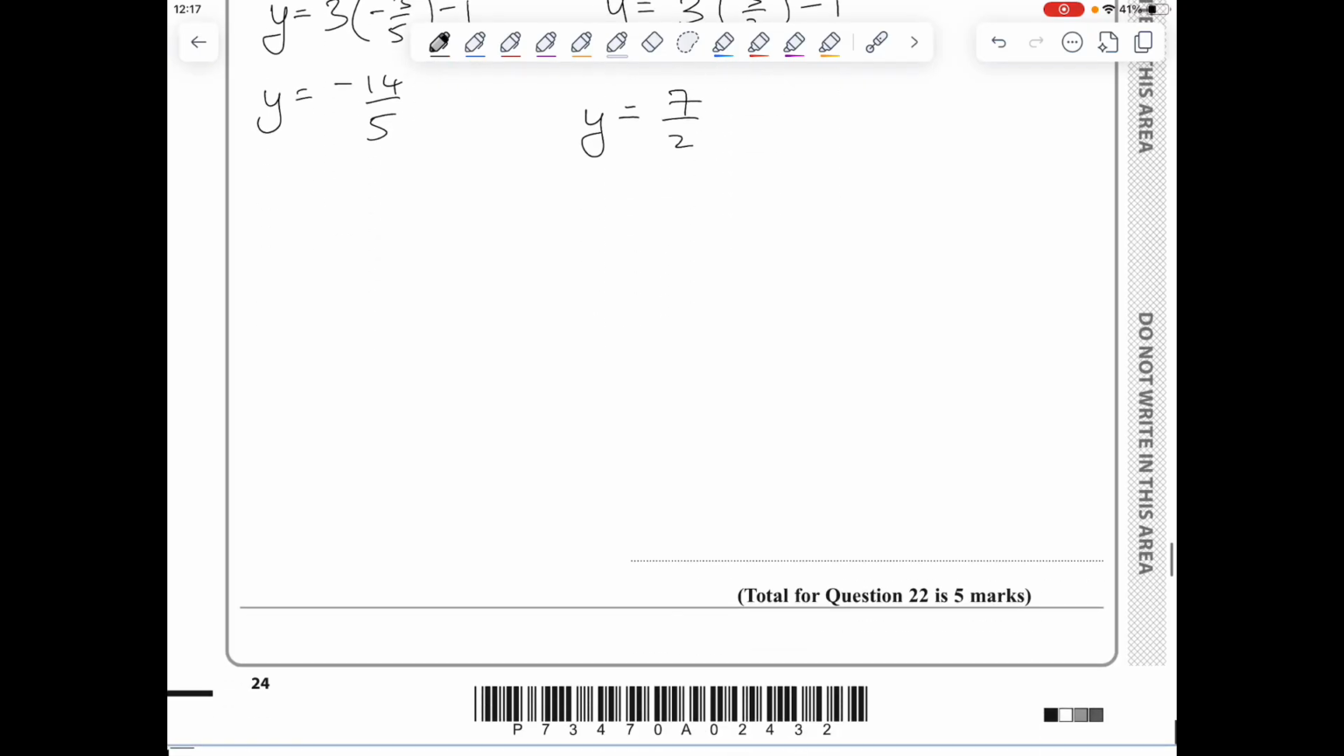So let's pair our solutions. x equals minus 3 over 5 with y equal to minus 14 over 5, and x equals 3 over 2 with y equal to 7 over 2.